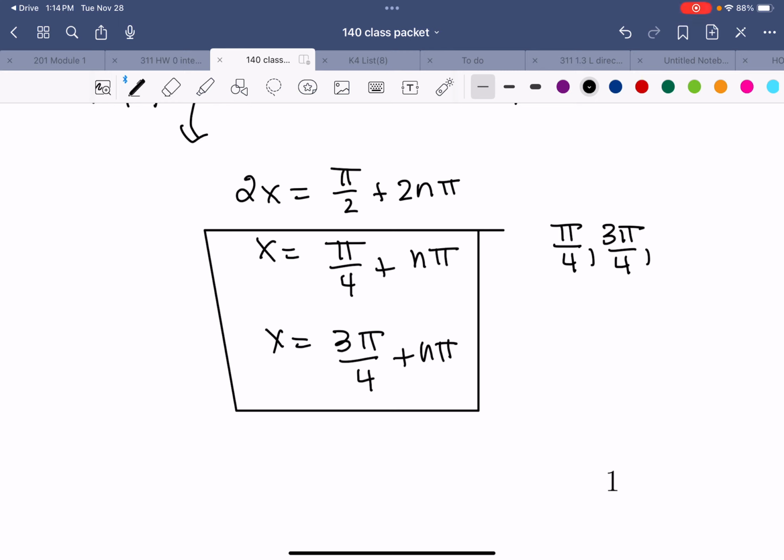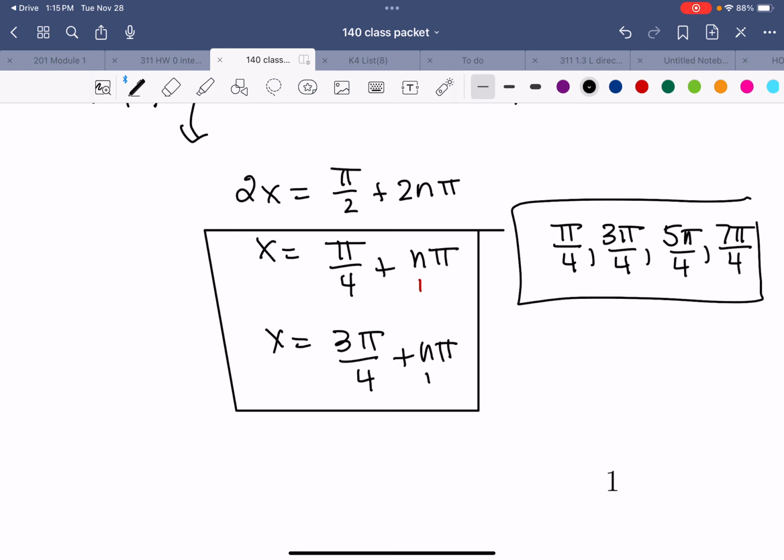Then if I add pi, now notice, if I make this n 1, then I get 5 pi over 4, right? Because you're adding 4 pi over 4 every time. So that's going to give me 5 pi over 4, and that's still less than 2 pi. And if I take another one from down below, if I let this n be 1, then 3 pi over 4 plus 4 pi over 4 would give me 7 pi over 4. And all of those are within 0 to 2 pi.